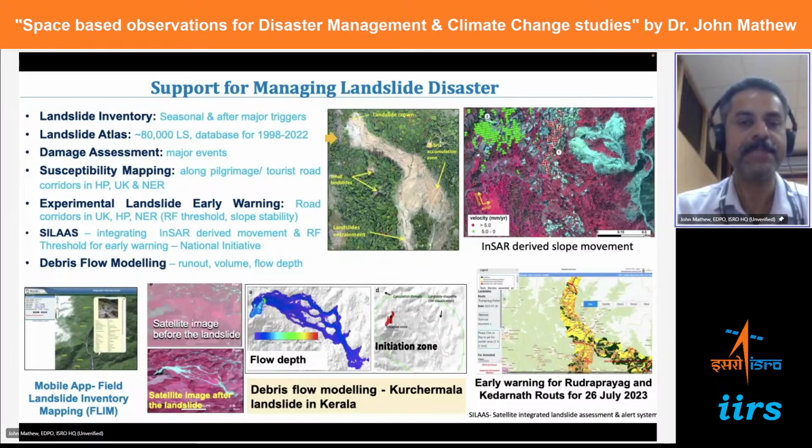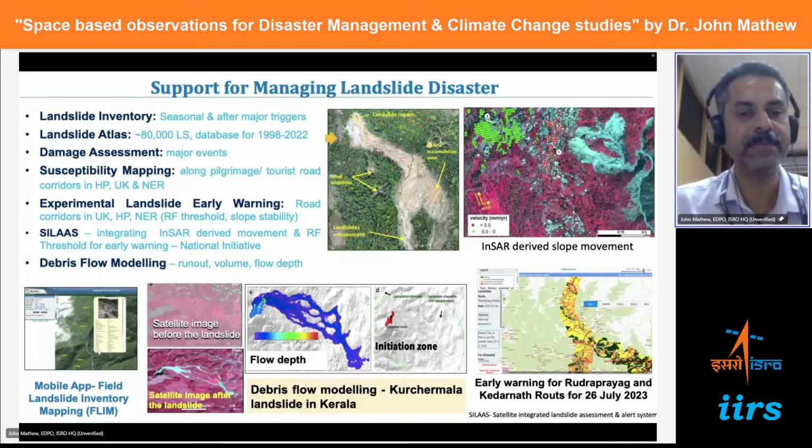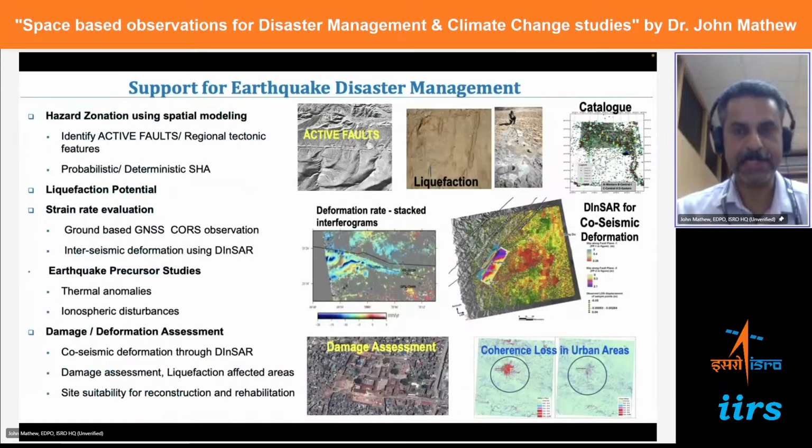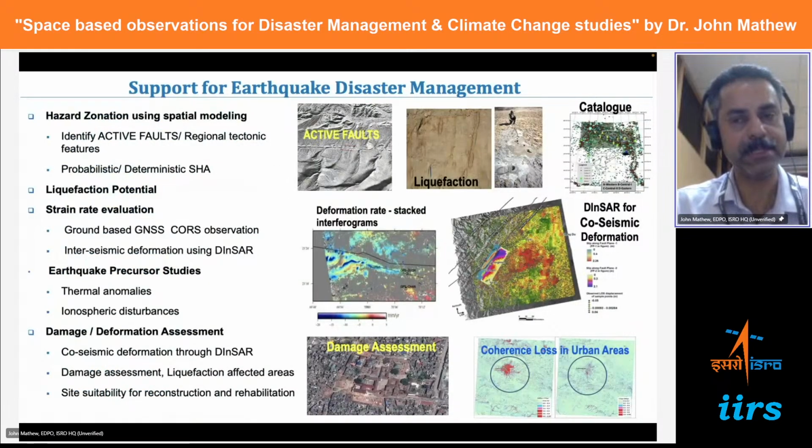Then all these are integrated to identify how susceptible a location is to landslides. And now the activity is integrating whether we are able to forecast the occurrence of landslides if we get some information about the likely rainfall that is going to happen. Since rainfall is one of the major triggering factors, we are now doing research for developing some sort of early warning system for rainfall-induced landslides. So I move to the next disaster, that is support for earthquakes.